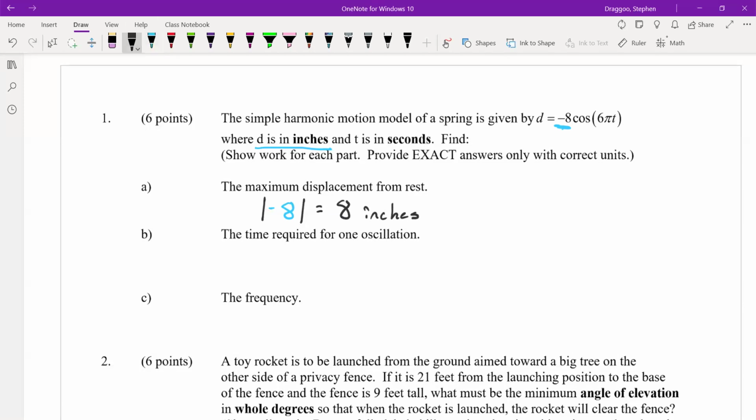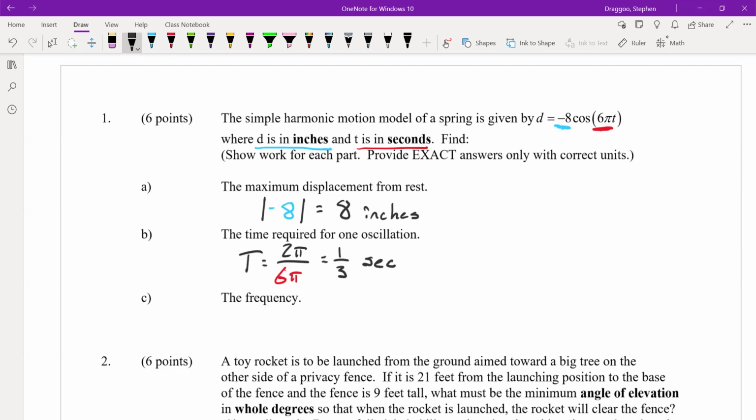The time required for one oscillation is just a different way of asking for the period. And we remember our formula for period is 2 pi over b, where here b is 6 pi. So our period is 1/3. And to put the correct units on here, we'll pay attention to the fact that time is measured in seconds. The period for a simple harmonic motion object is usually going to be some kind of time. Not too many units for time: seconds, minutes, hours, something like that. Seconds for this one, though.